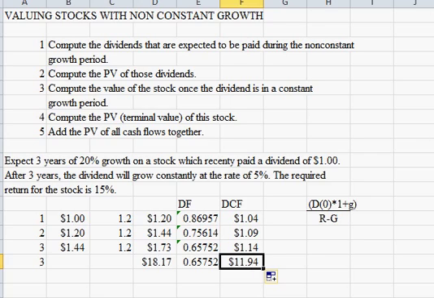So now I can add those numbers up, these cash flows, and that will give me the value of the stock. So the value of that stock is actually 15.21. So that's how we do stocks with non-constant growth.